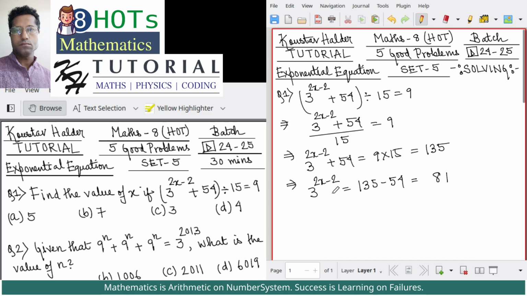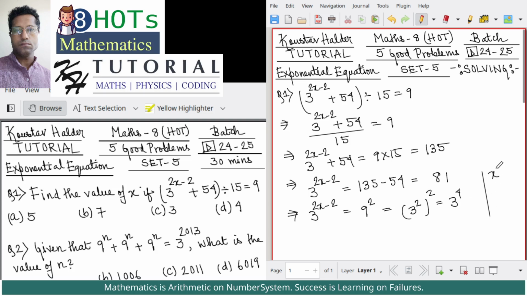Okay. Now I have the left hand side 3 raised to the power 2x minus 2 in the exponential form, and the right hand side is a constant number. So I will always try to convert the right hand side number into exponential form with the base 3, because on the left hand side the base is 3. So we have 3 raised to the power 2x minus 2. Definitely we know 81 is 9 square, and 9 is nothing but 3 square. So we have (3 square) whole raised to the power 2, and this is equal to 3 raised to the power 4.